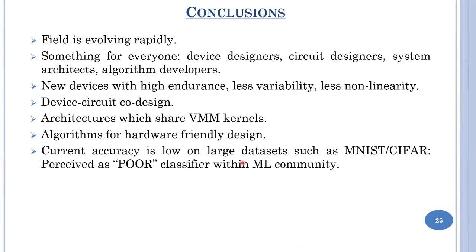And the most typical problem that we have in these devices is that the current accuracy is very low on large data sets such as MNIST or CIFAR, as you also saw that it was 81.02 for a very crude kind of training set. For MNIST and CIFAR, it's still 98%, but it's very low as compared to state of the art results which have gone beyond 99.6%. So it is perceived as a very poor classifier within the ML community. And that is typically the perception that if you are implementing neural networks on your hardware, you gain in terms of energy, but you lose in terms of accuracy. So there is this trade-off which people have demonstrated.